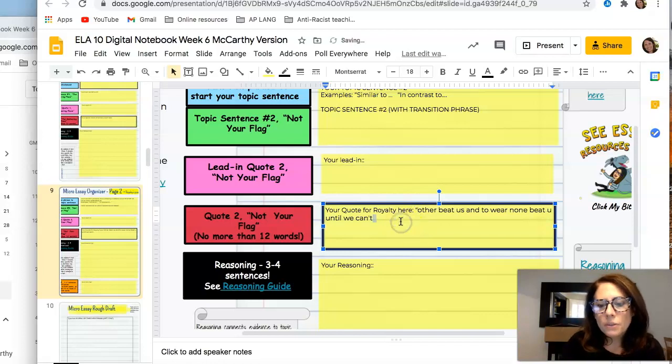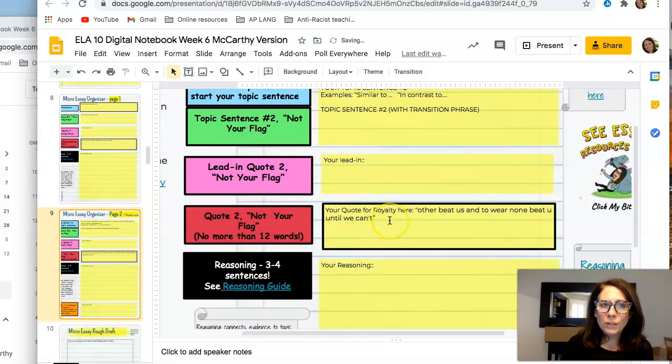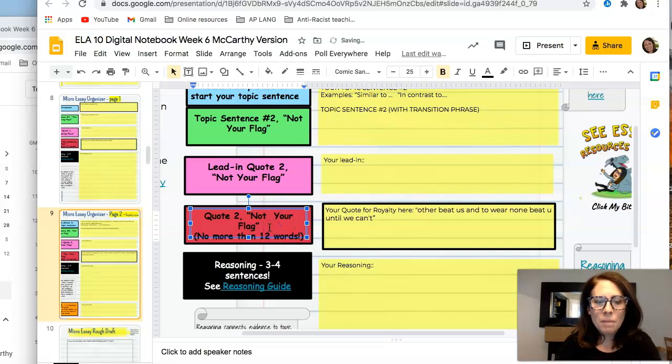Okay. So now we have a quote for Amanda, the Gathering Place, which is page 8 in our notebook. That's going to be paragraph 1. And then we found a quote for royalty, for his poem, that is attached to the universal idea that we wrote about in our thesis for royalty. And that quote goes on page 9 next to this red box. His poem is Not Your Flag. Put his name in here.